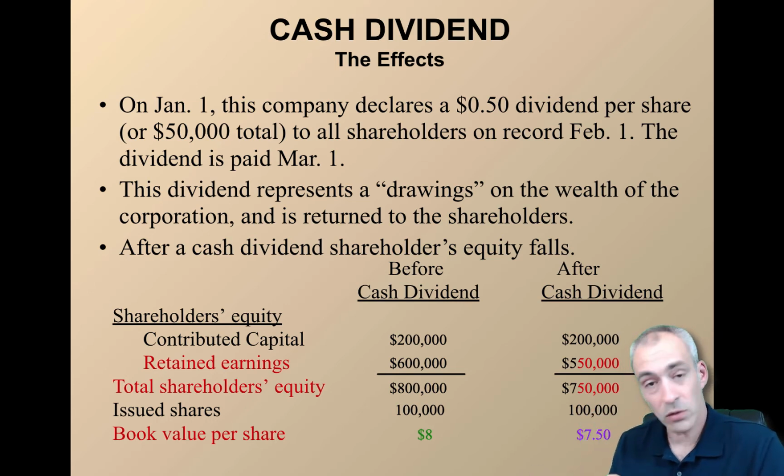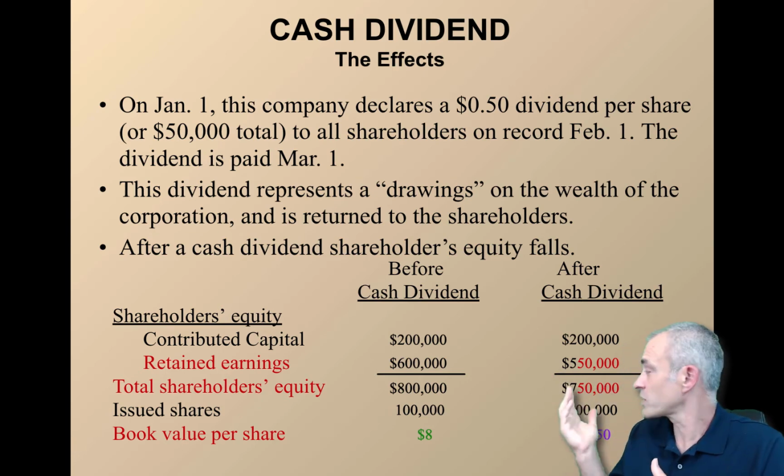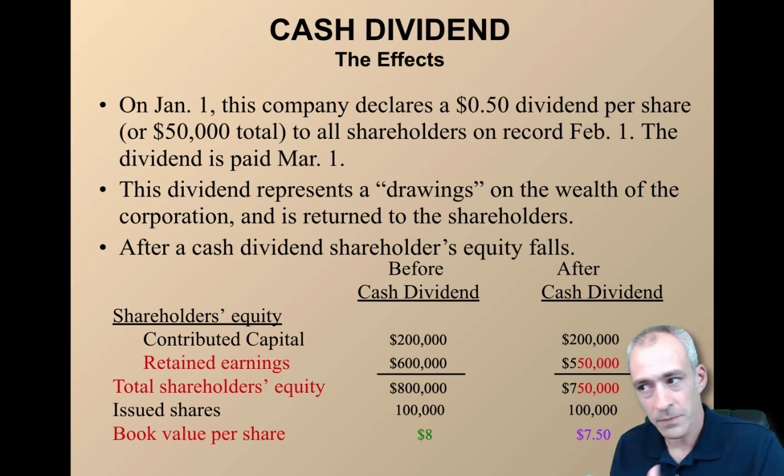And so total shareholders' equity goes down. And if it's a big dividend, in the stock market, you'll notice on the day of the ex-dividend, the stock price usually falls by roughly the amount of the dividend, because it's trading without that wealth, because that's going to go to previous shareholders, not you. So before it's 800,000, after it's 750, 50,000 less. With 100,000 shares issued, the book value per share is then $8 versus $7.50. And that's the effect on the ratios and values in the company of paying a cash dividend.